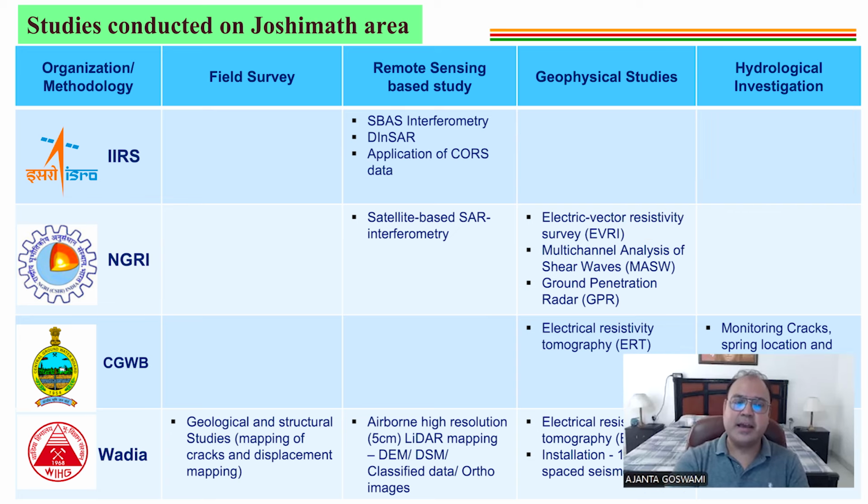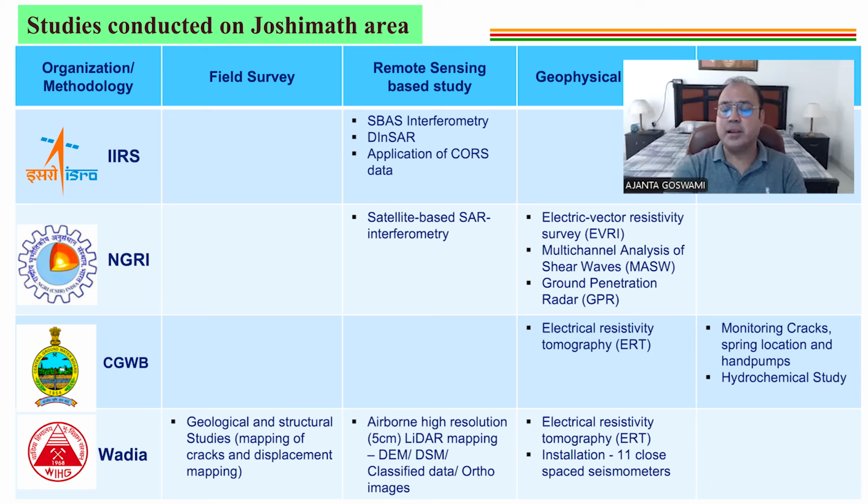Starting with IIRS, Indian Institute of Remote Sensing, they have done SBAS interferometry, DInSAR, then application of coarse data. With that, they have tried to conclude about this whole event. National Geophysical Research Institute used satellite-based SAR interferometry. They have also done lots of ground studies. Among them, the prominent are ERT, Electrical Resistivity Tomography, Multi-Channel Analysis of Surface Waves, MASW, and Ground Penetration Radar, or GPR survey. CGWB, Central Groundwater Board.